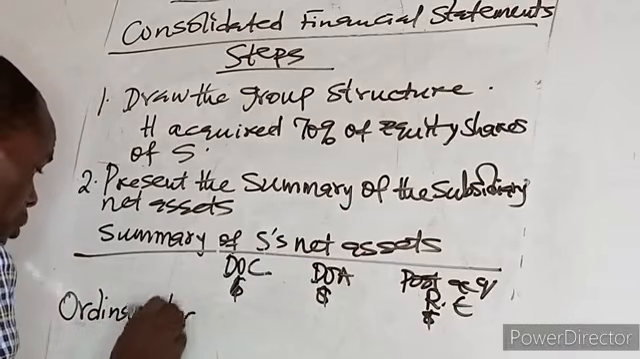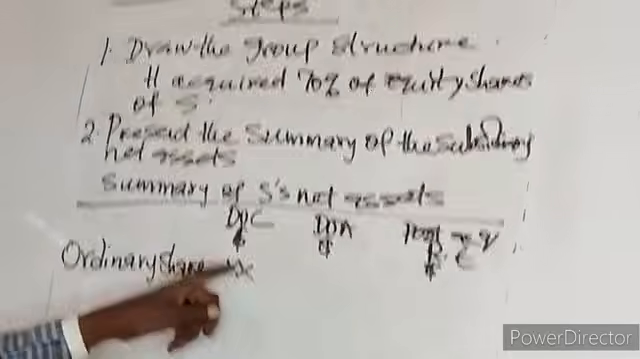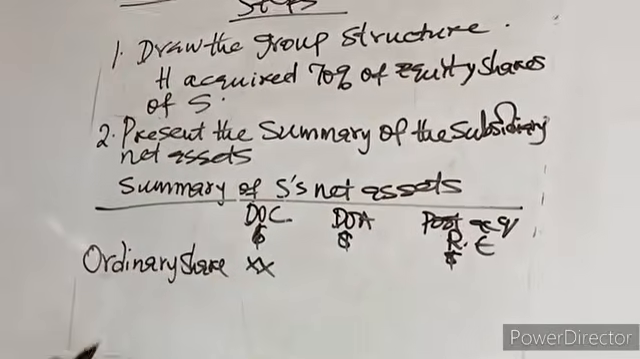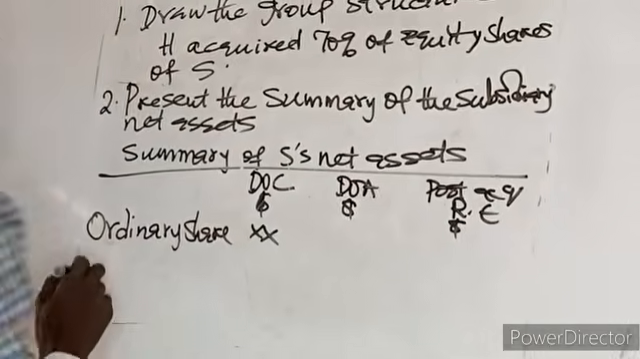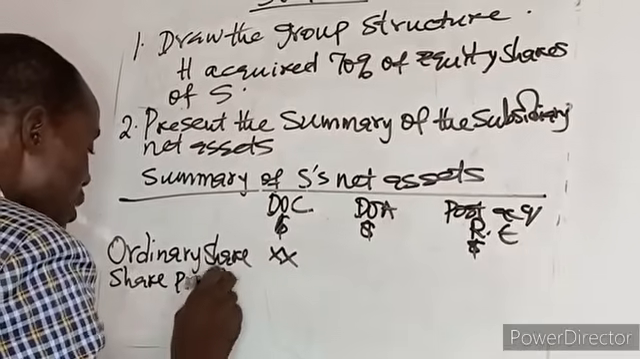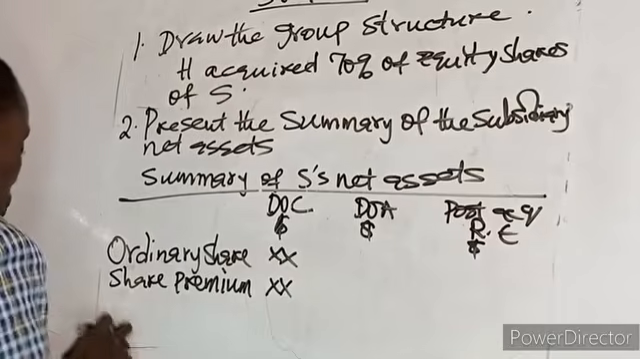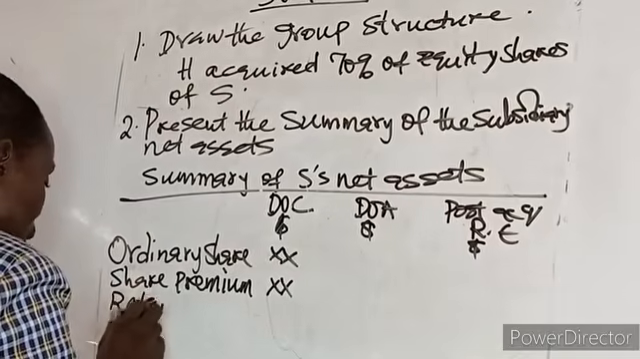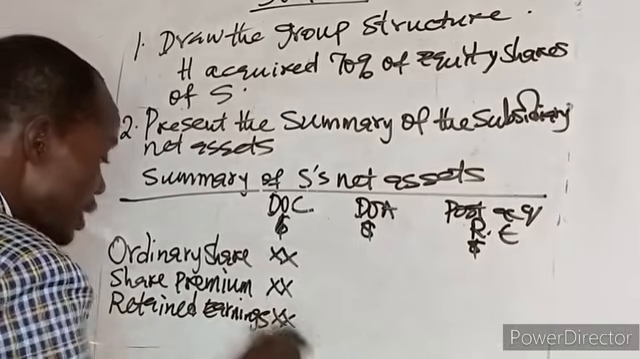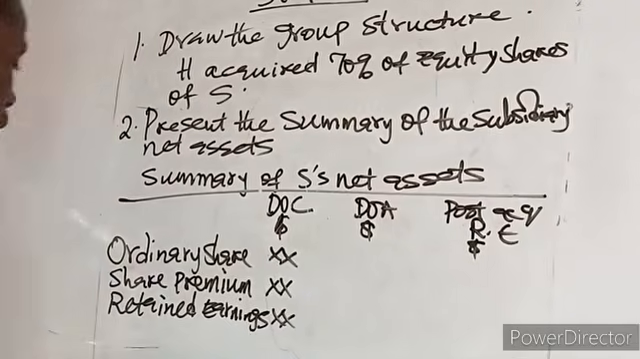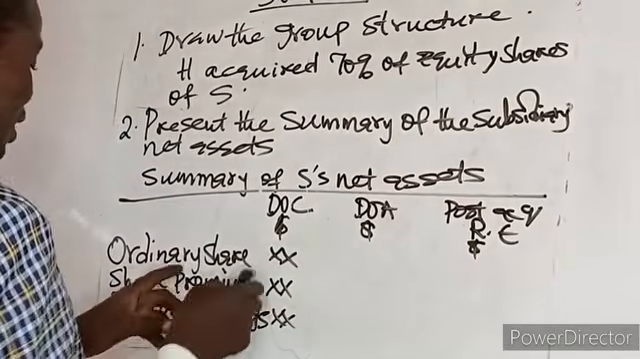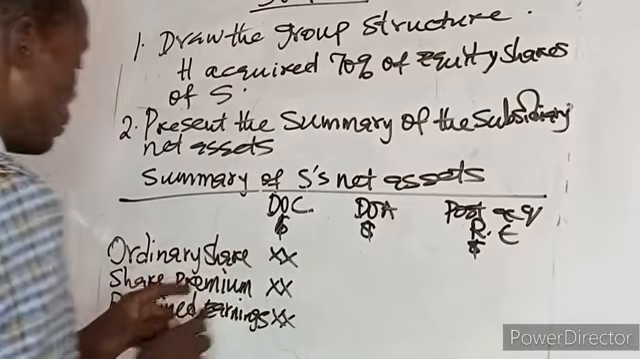The one you just lift, the figure you have in this column now, I'm lifting them directly from the statement of financial position of the subsidiary. Then share premium, if any, we are lifting it from the subsidiary's statement of financial position. Then you have retained earnings, if any. You are lifting that from the subsidiary's statement of financial position.